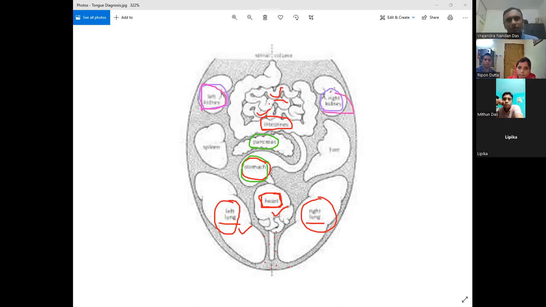Okay. So then just on the middle side, on the left and right side, we have the spleen and liver.